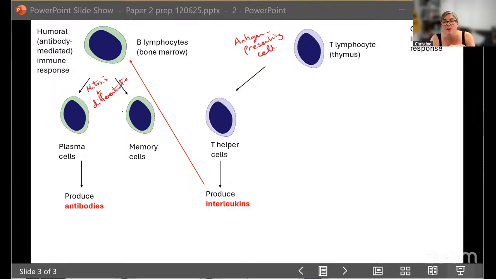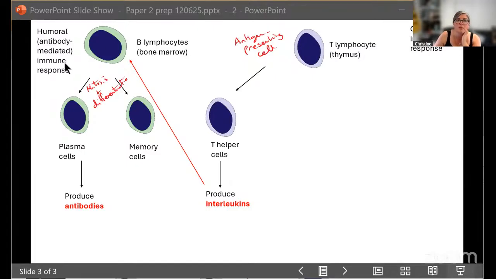And then if it encounters a T helper cell or the interleukins, it gets activated so that it can go through clonal expansion to produce more of itself, and then differentiation to produce the plasma cells, and that then produces the antibodies. So it's important to note the humoral response is this antibody mediated immune response. The cell mediated response is to do with your T cells. As long as you understand the T cells are the ones that are involved in the cell mediated response.